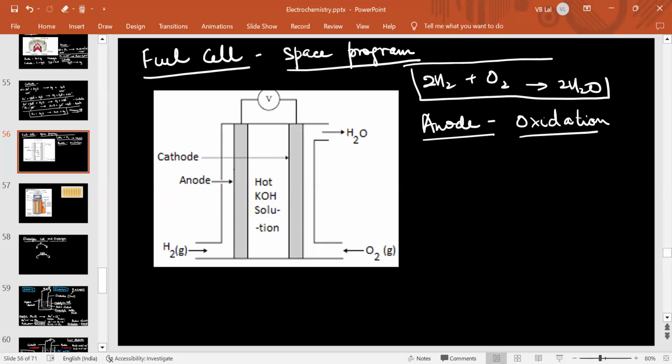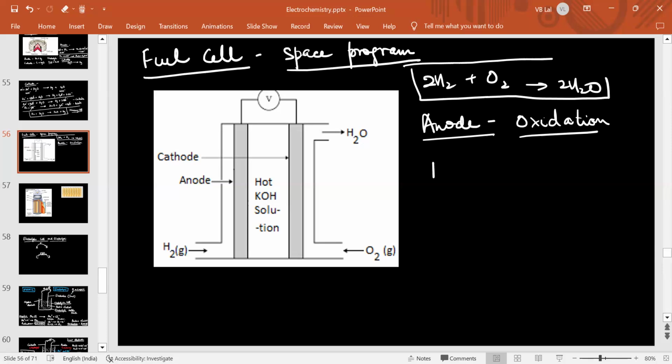But now they are trying different ways where the hydrogen can be prepared inside. Instead of hydrogen, they are now using methanol for fuel cells. So there are new things happening. But for this fuel cell, I just want to show you the reaction.